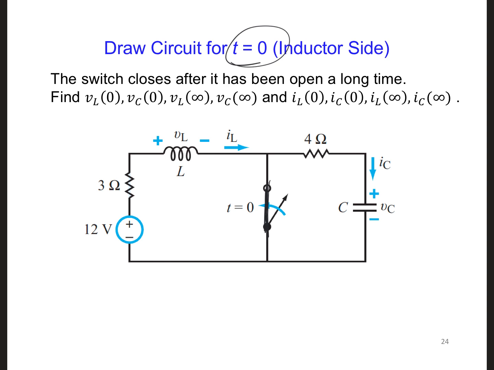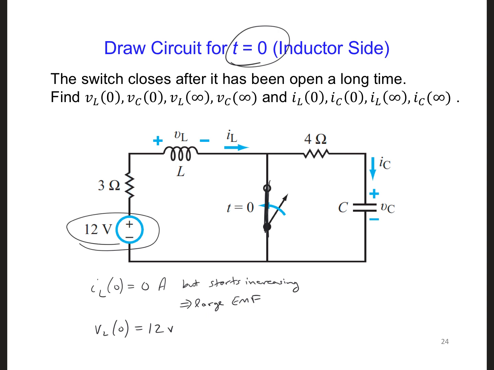Then on the other side, we have a short here at time t equals 0. This is the inductor side. IL of 0 is 0 amps right at time equals 0, but it's going to start increasing. And the B field is going to start increasing. So we're going to get a large EMF, that electromotive force, as it tries to resist that change. And so the voltage then will be large because it's resisting that change. The voltage here will be 12 volts, which is equal to our source voltage.